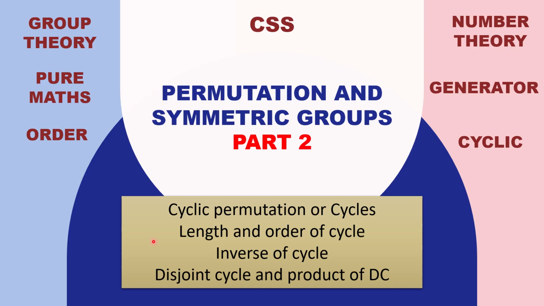Make sure you check that out before continuing, so that it is easier for you to get the grasp of the next concepts. In this video, part 2, we'll be talking about cyclic permutation or cycles, length and order of a cycle, inverse of cycle, disjoint cycle, and the product of disjoint cycle. So this is also a very important video to clear your concepts. So let's see what is cyclic permutation.